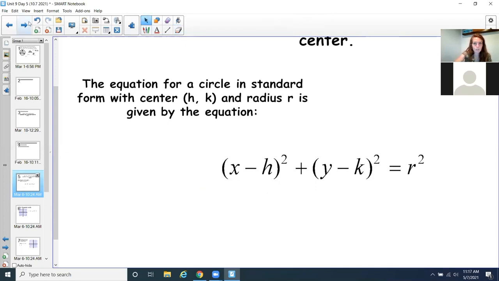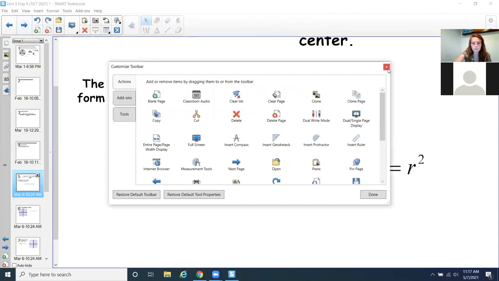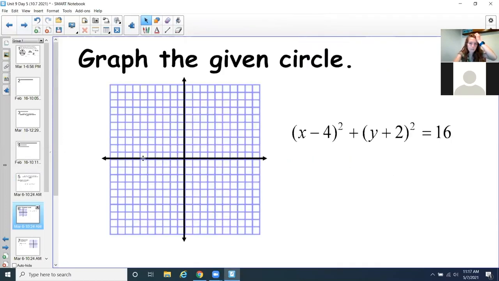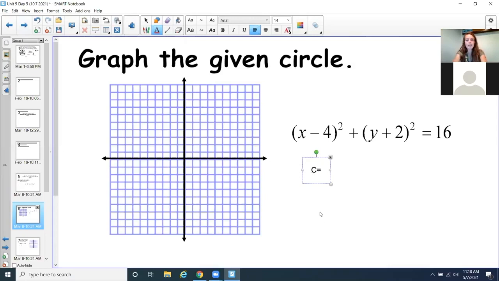So let's practice here. First of all, we're given an equation and we want to actually graph it. So first thing we need to do is identify what the center and the radius are. Can anyone tell me what is the center of this circle?